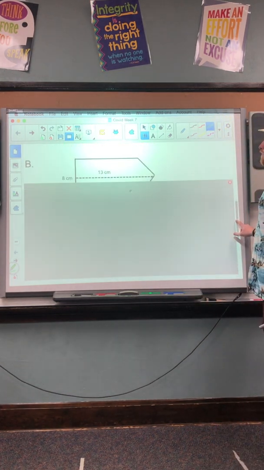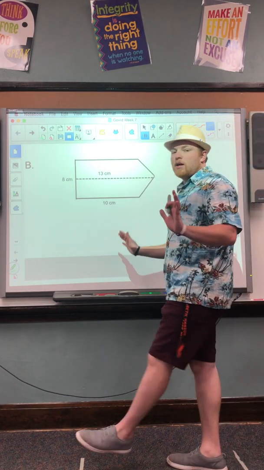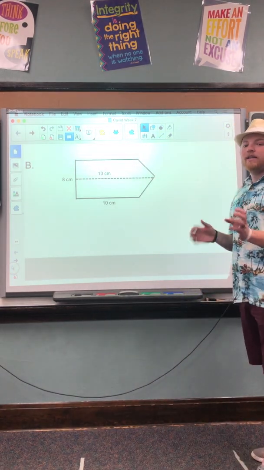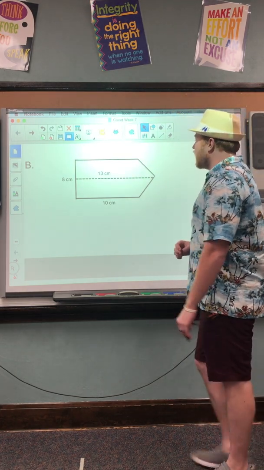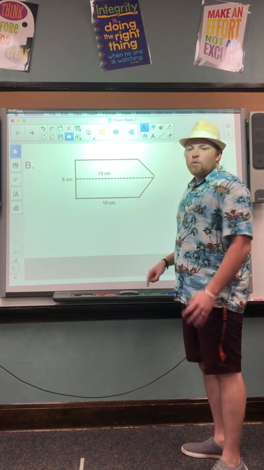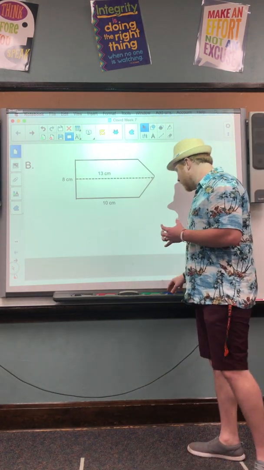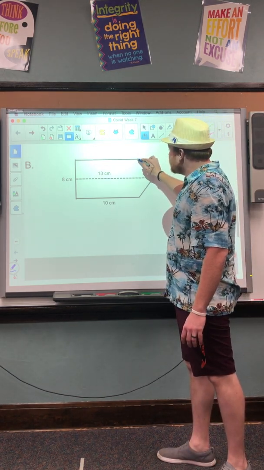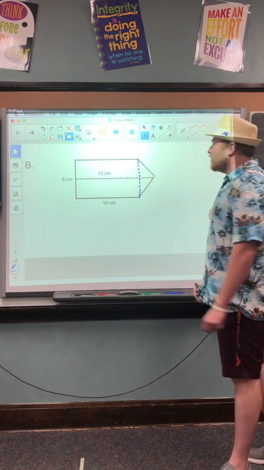Letter B. An irregular polygon, and you have a bunch of numbers here. Again, break it down into two different figures that you know the area for. Since you have this point here, what shape has a point at the top? A triangle. So you can separate this figure into a rectangle and a triangle.